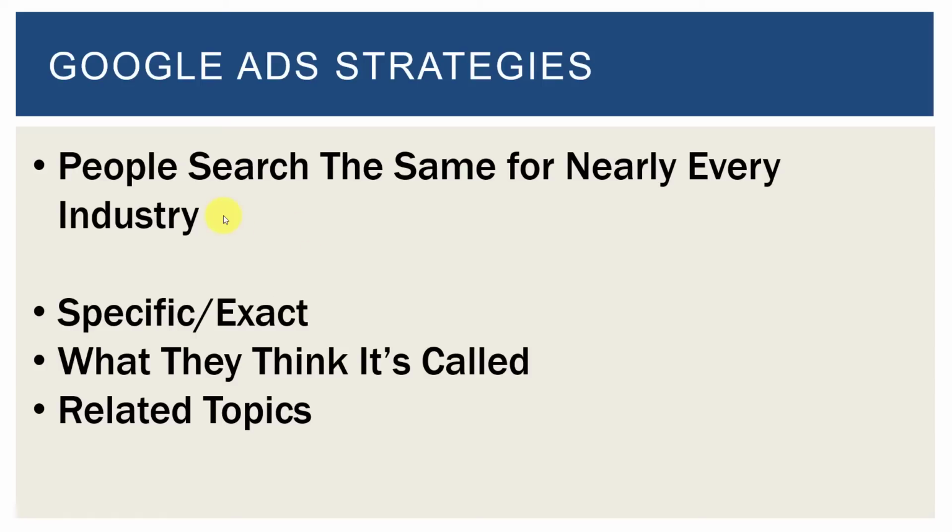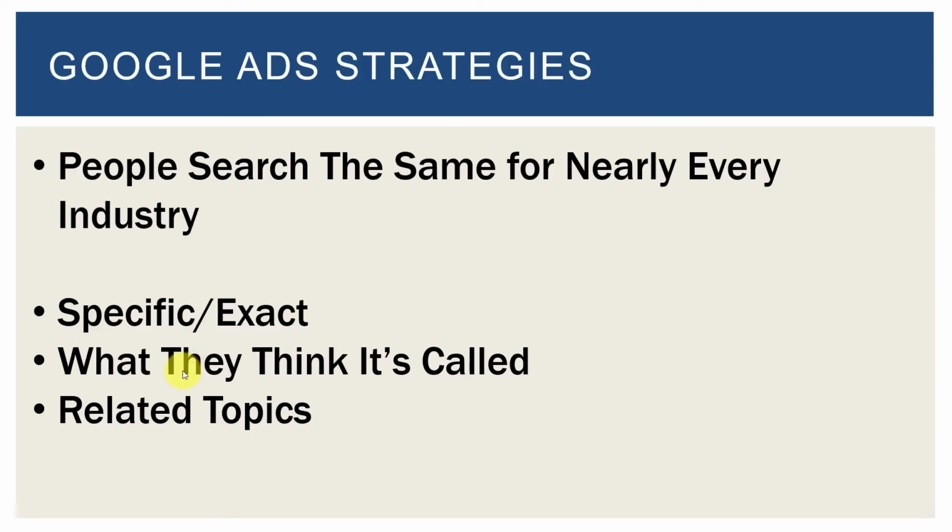Biggest thing to remember, it sounds simple, but a lot of the videos and gurus and courses just aren't addressing this. People search the same for nearly every industry. When they go in and type keywords, and they have for many years, people type the specific exact thing they're looking for, or they type in what they think it's called.